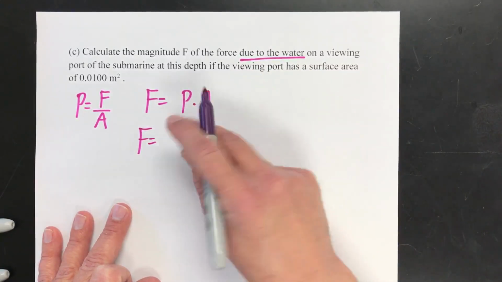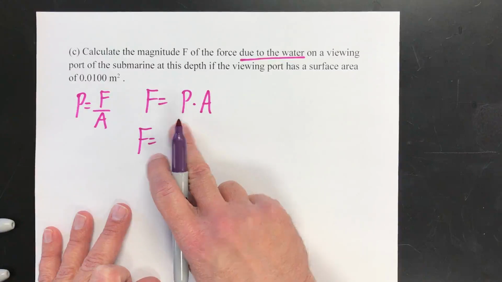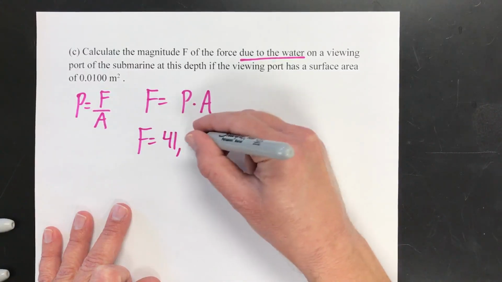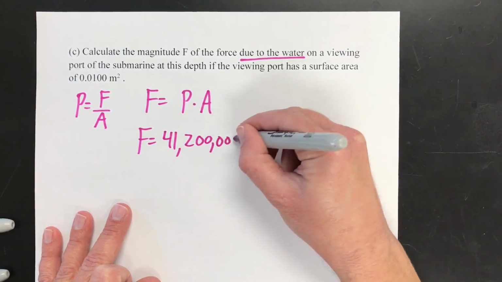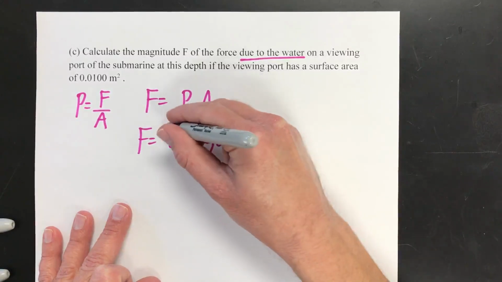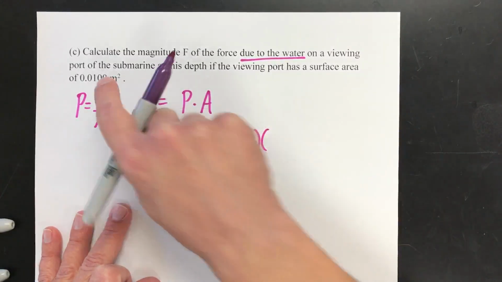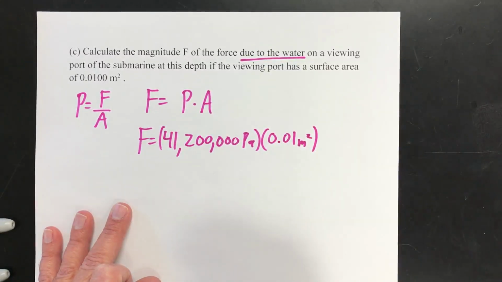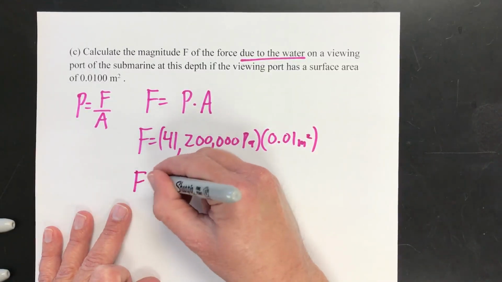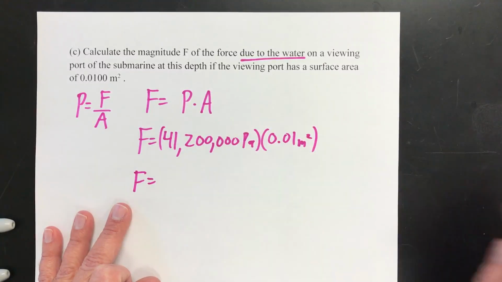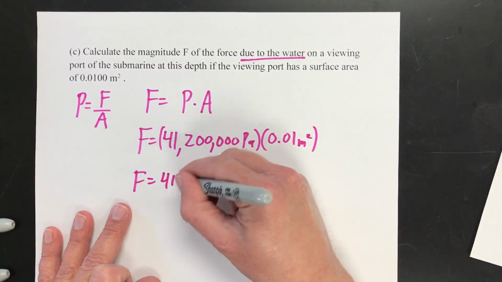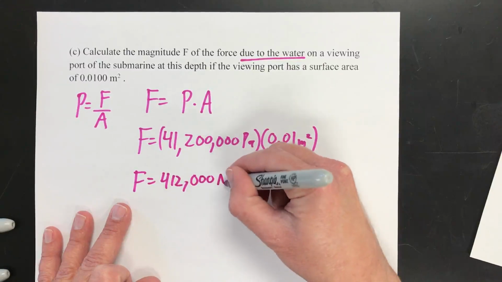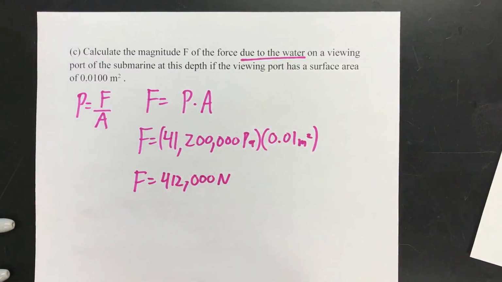The force then in question, the pressure due to the water, is 41,200,000 pascals. And the area, they straight up gave it to us, is 0.01 square meters there. So just multiply those two, and the force you will get is 412,000 newtons. All right, the last two are actually kinematic problems.